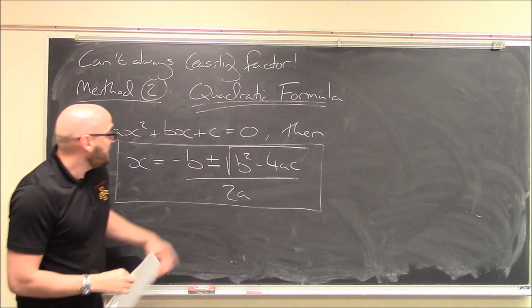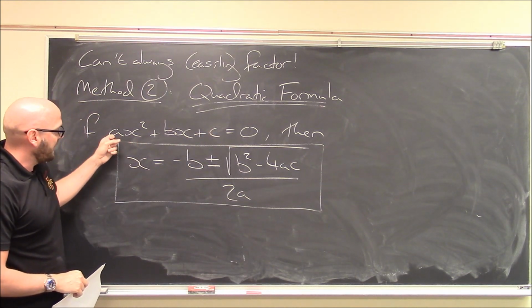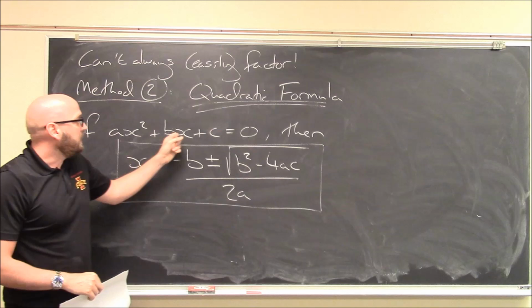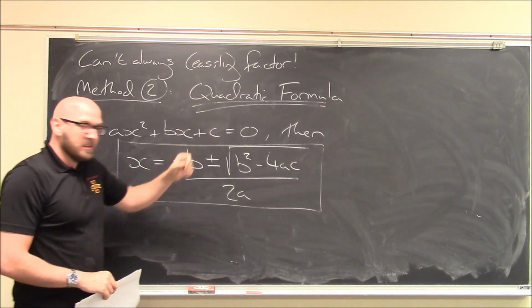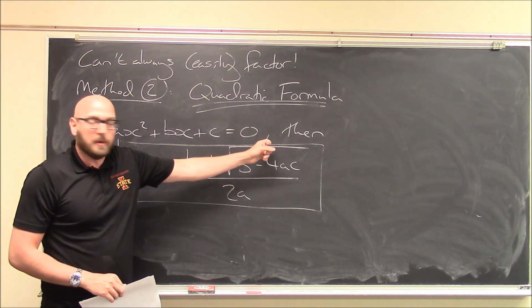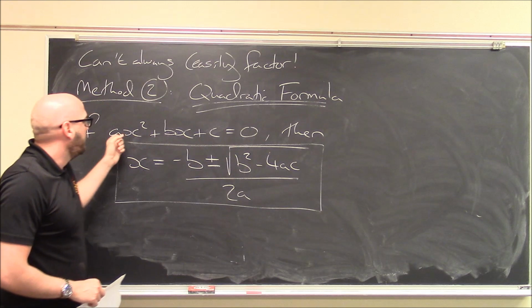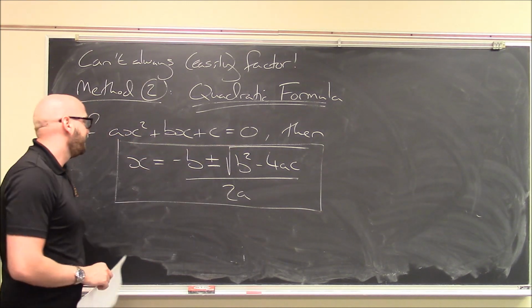Right? What are a, b, and c? Well, a, b, and c are based on the coefficients in the actual quadratic equation, right? A is the coefficient of x squared, b is the coefficient of x, and c is the constant term. But again, I want to remind you that it has to be in this form first, right? It has to be a standard quadratic equation equals 0 before you start reading off a, b, and c.